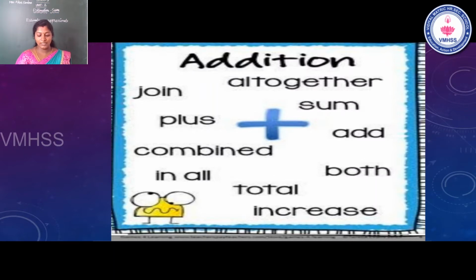These are other words for addition: altogether, sum, add, both, total, increase, in all, combine, plus and join. So these are the other words for addition.